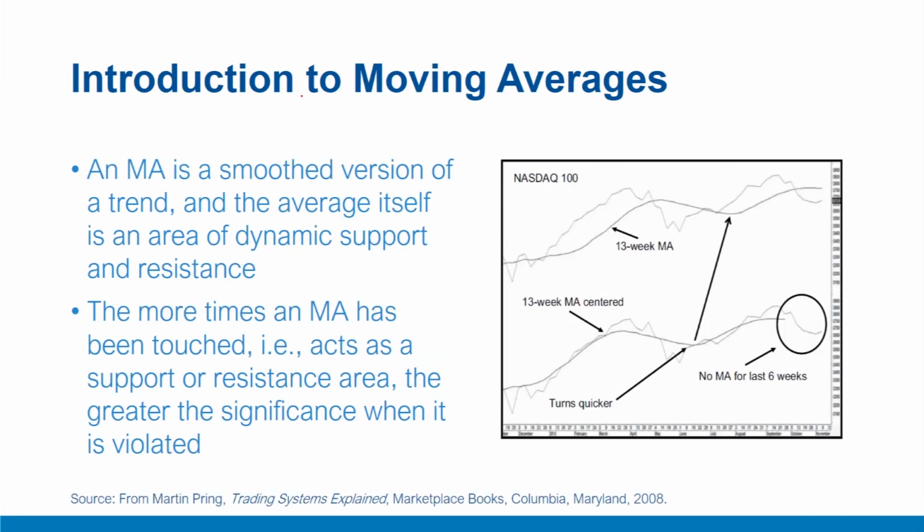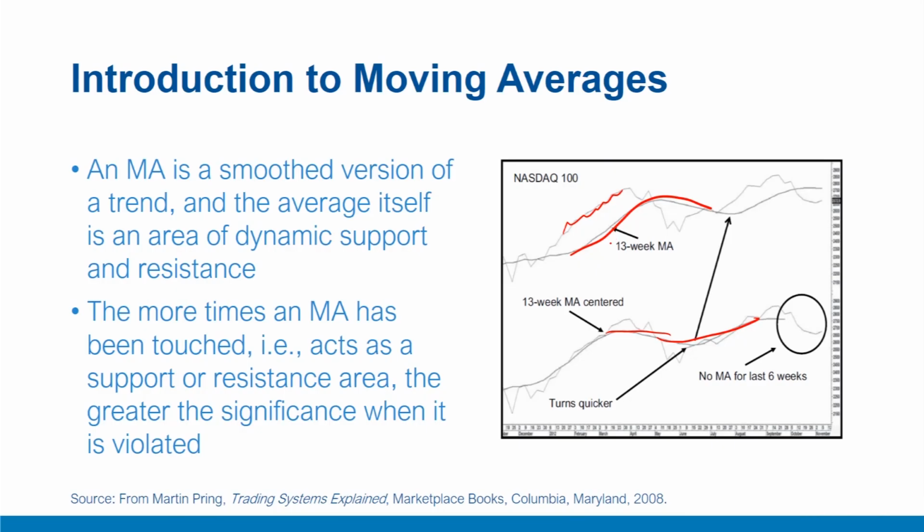To summarize this discussion, an MA is a smooth version of a trend. For example, this is a more smooth version as compared to the actual fluctuating prices. MA is more smooth, and the average itself is an area of dynamic support and resistance. In a rising market, price reactions are often reversed as they find support in the area of MA. If the rest of the evidence agrees, it is not a bad idea to wait for the price to reach its MA prior to making a purchase.